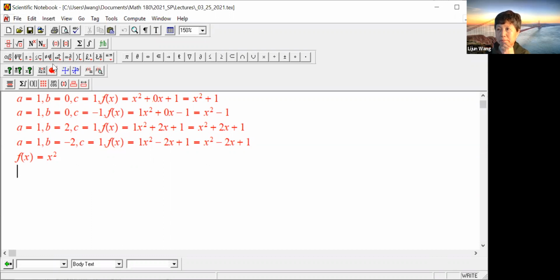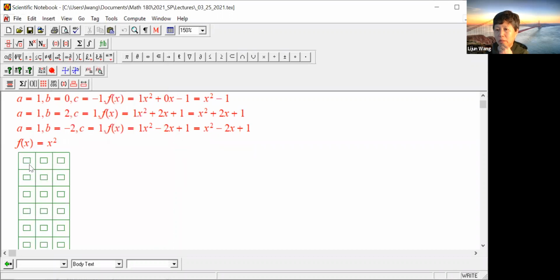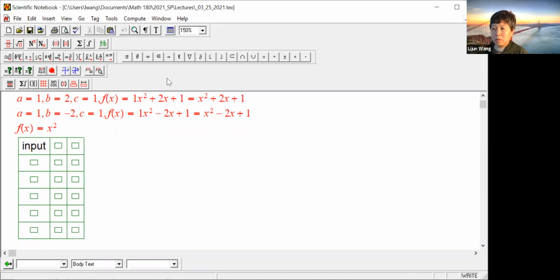Input, output. Okay, so this time I'm going to use a table. So graph with me. Input, output.